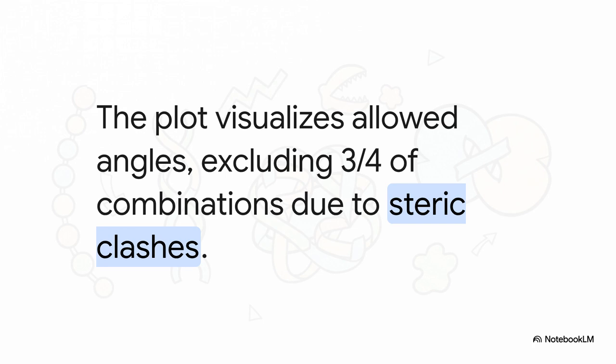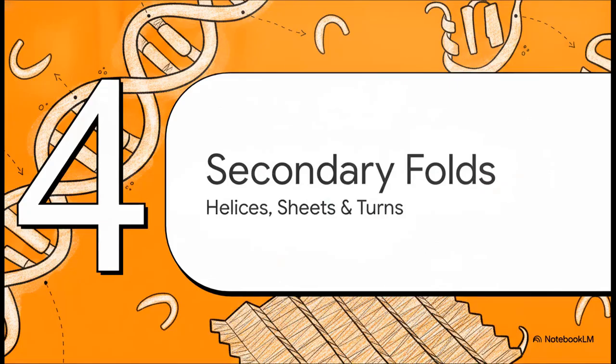This restriction wonderfully limits the folding possibilities, which helps the protein rapidly find its unique, stable shape without having to randomly search through infinite configurations. Section 4. Secondary structure folds. Now let's see what happens as local hydrogen bonds start pulling this linear chain into regular, repeating patterns.